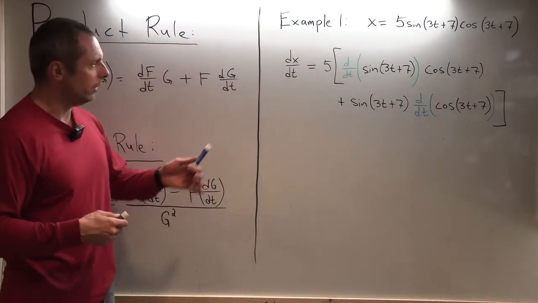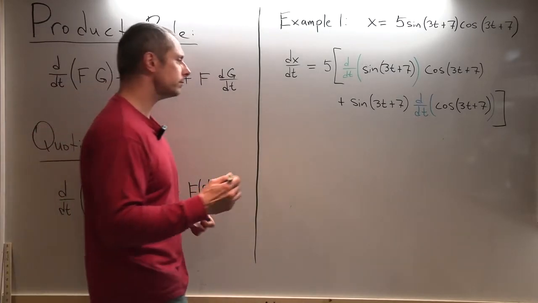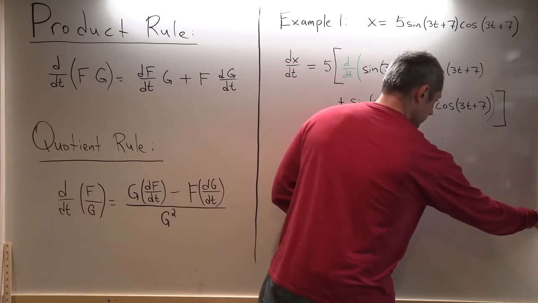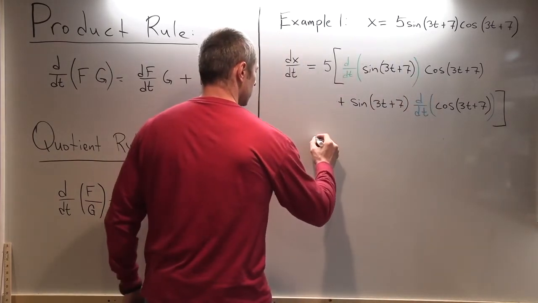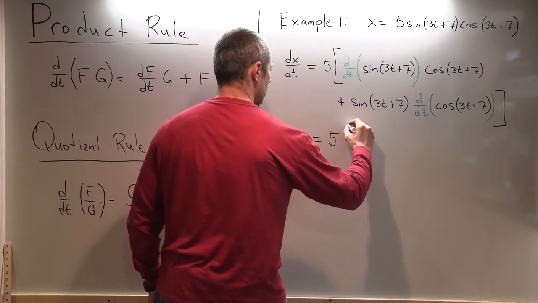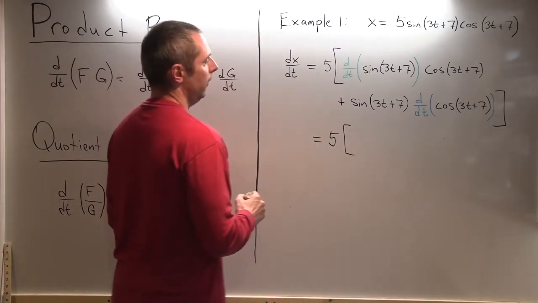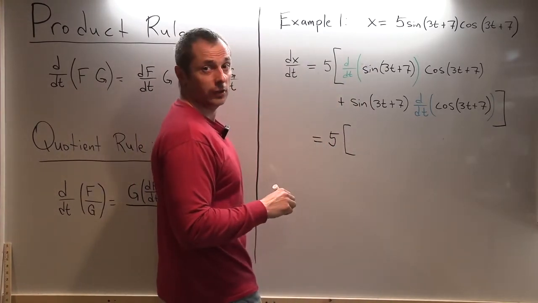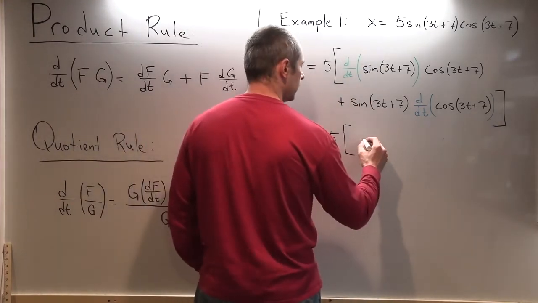Now what I have to do is go ahead and take those derivatives. So the 5 is still out front. The derivative of sine is the cosine function.